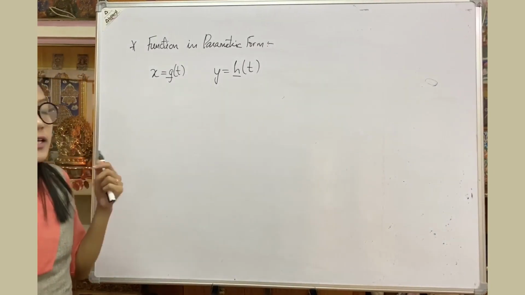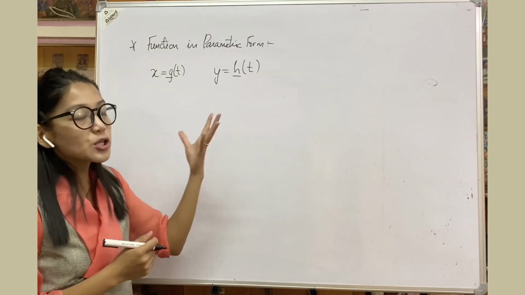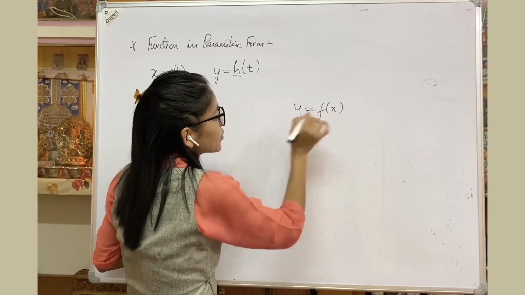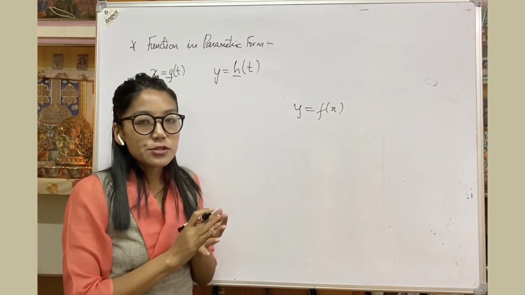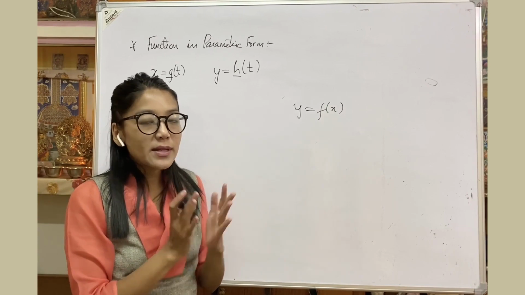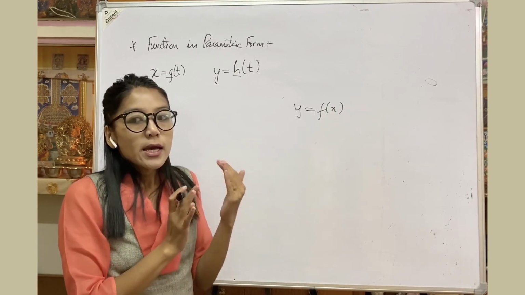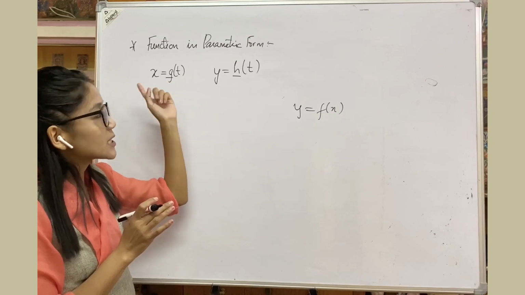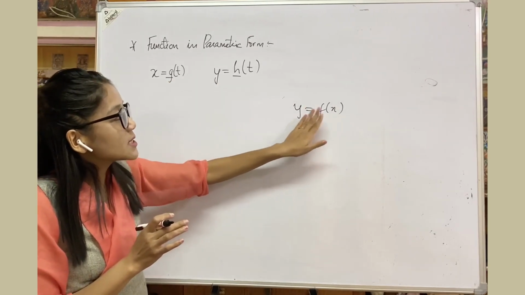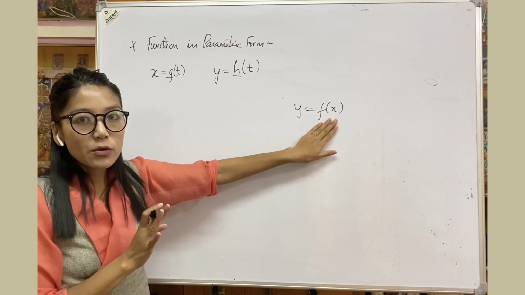Now you remember that actually our original function is y is equal to f of x. That you cannot change, okay? Throughout our syllabus, we are always taking y as the dependent variable, x as the independent variable, right? Even though we have expressed x and y in terms of t, y is depending on x. That is always there, okay?